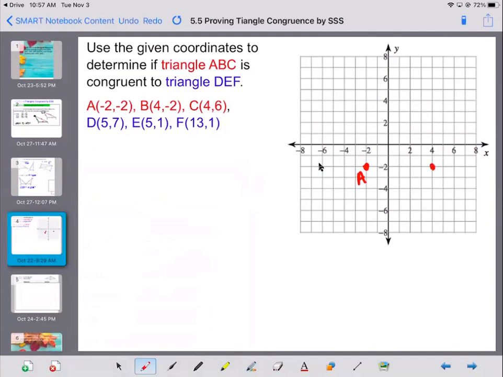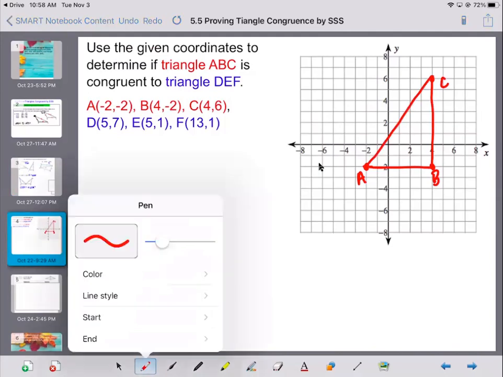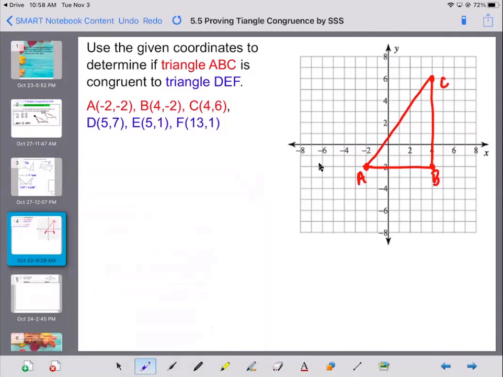So that is B, and C is at 4, 6. All right, and then I'm going to do my best to connect these here. Okay, so that one looks good. Now I need to do triangle DEF, which is at 5, 7. Five, 1. And 13. Whoa, 13, 1.